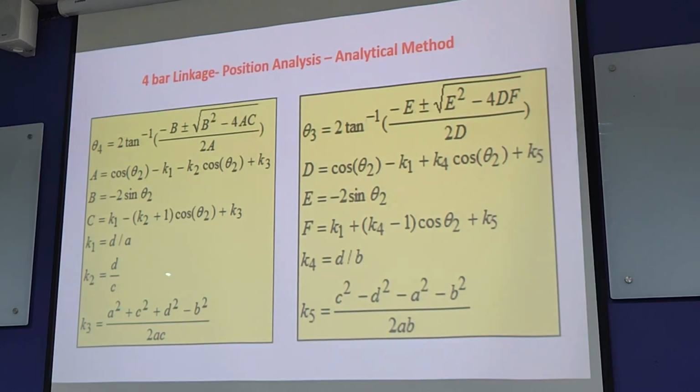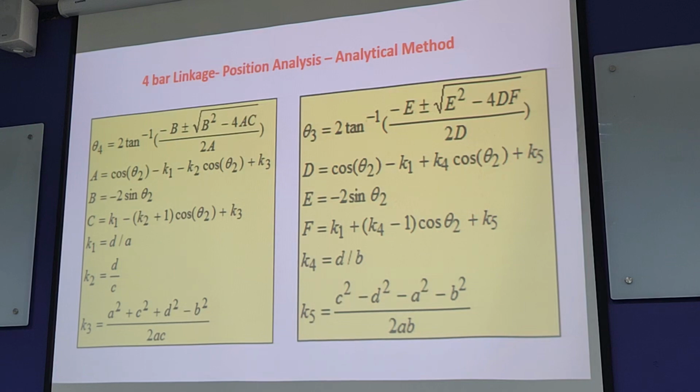So once you know K1, K2, K3, K4, K5, then you can calculate capital A, B, C. AB is cosine theta 2 minus A1 minus A2 cosine theta 2 plus A2. Theta 2 will be given to you. So therefore, you can calculate capital A, capital B, capital C, capital D and capital E. Once you know all these things, then theta 3 and theta 4 can be calculated from this.